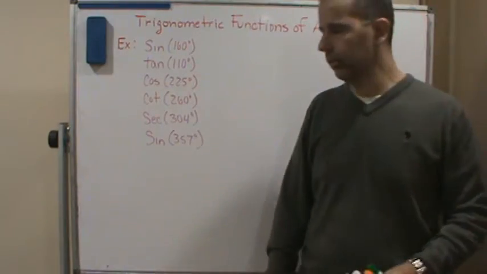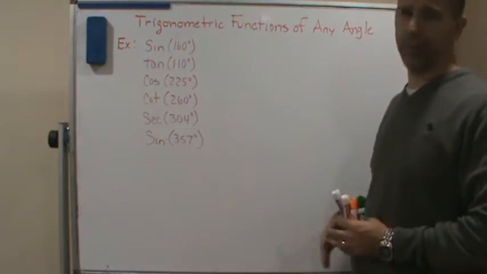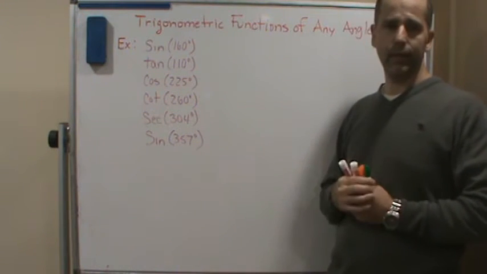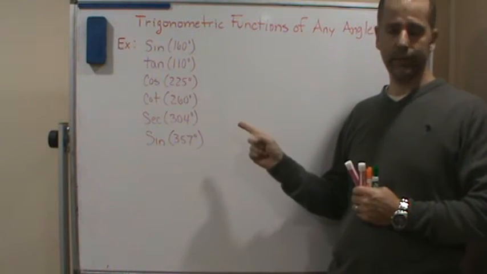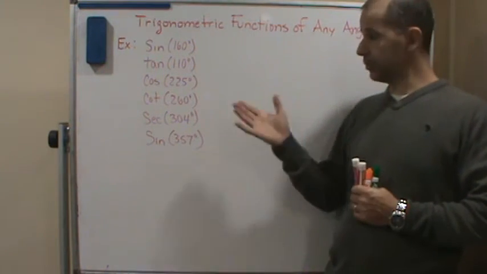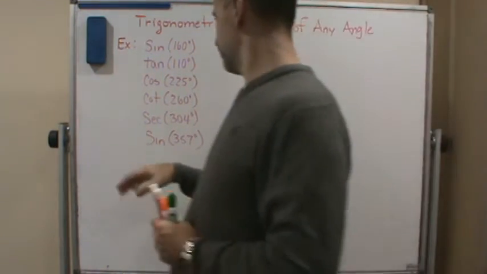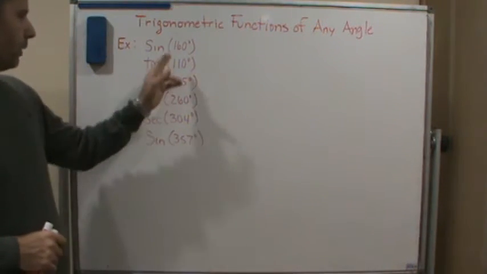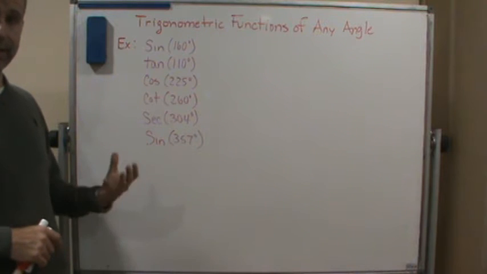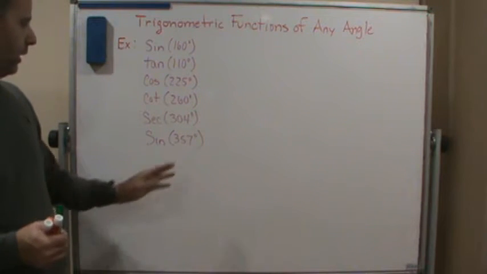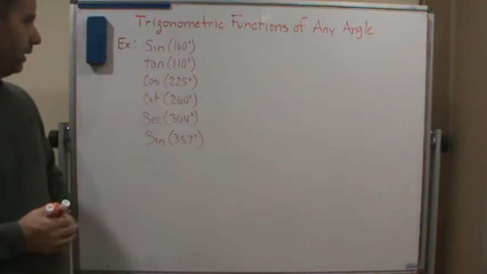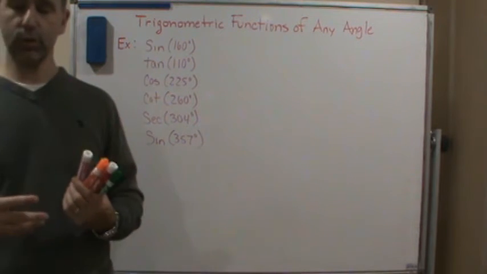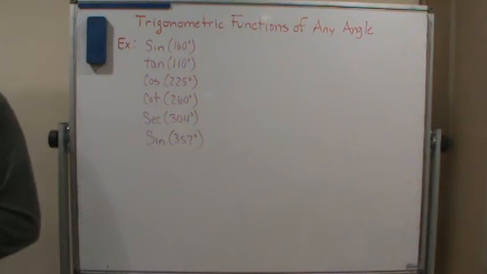Okay, so welcome back. Now we're going to do an example, and we're going to use those formulas to help us figure out how to calculate these trig functions. Notice that each one of these angles is going to put us in a certain quadrant. This tells you which quadrant the angle is in, and then from there we're going to use the proper formula to find the reference angle.